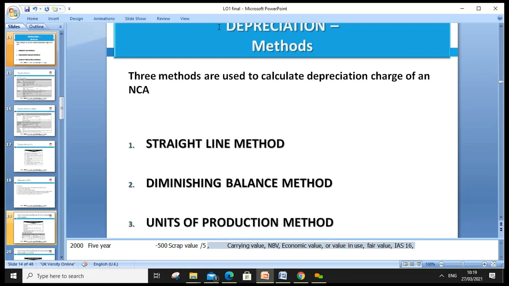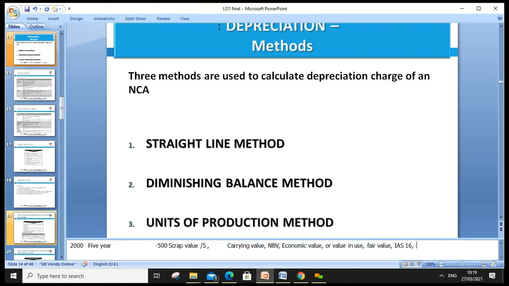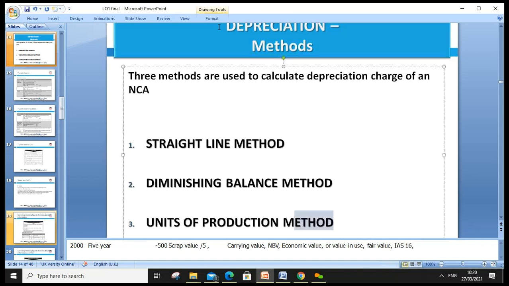Then the unit of production method is how many units a machine can make and how many they have already made, and we can allocate the value or the depreciation accordingly, according to the unit of production. That's one other method. So these are the three methods we use for depreciation.